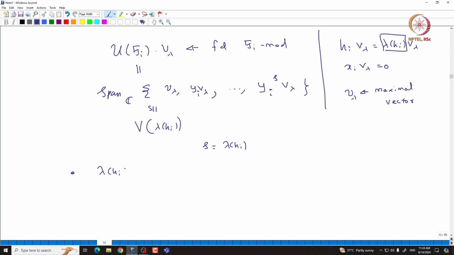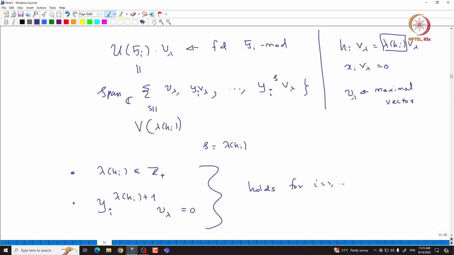lambda(h_i) must be a non-negative integer, because that is the maximal eigenvalue of h_i inside this irreducible module. And we can also see that y_i^(lambda(h_i)+1) V_lambda should be 0, where i is chosen to be some integer from 1 to n. These two observations must be true for all i. So in particular this holds for all i from 1 to n inside our module V_lambda.